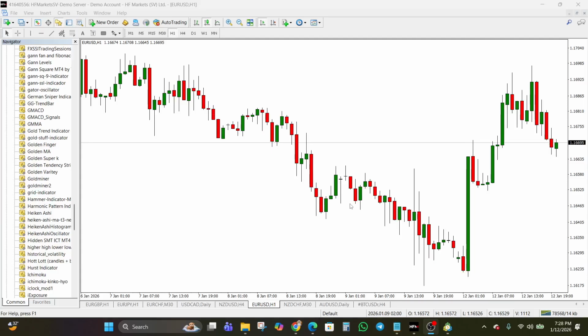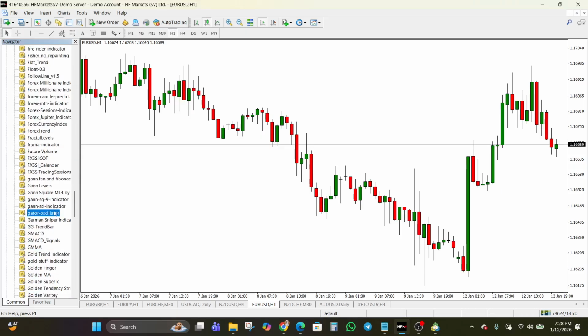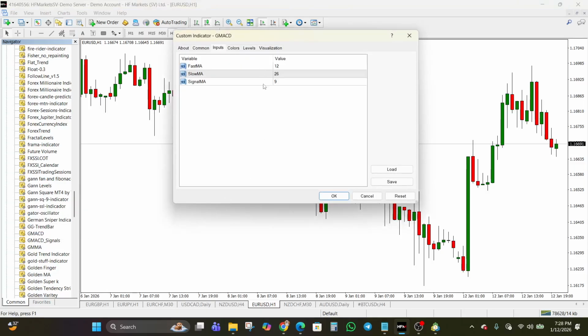After doing that, you just have to decompress the folder and pick out the indicator file and head over to your indicators folder for MT4 and paste the indicator file in there. After that, get back to your navigator, right click and refresh. Okay, after refreshing, you should find the GMACD indicator. Just drag and drop.